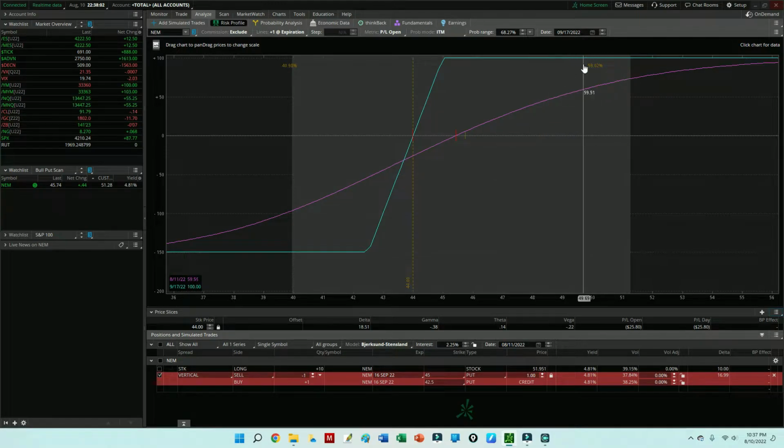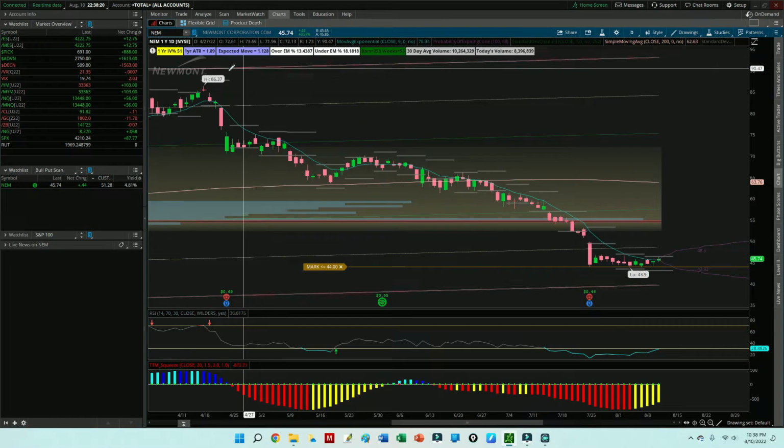Realistically, if we were looking at a probability of 50% of profit, which is even more than I'm hoping to get, 25% of profit, we probably have about a 70 to 80% chance. That's just a rough guess. I'd have to do some more math to figure it out, but I just wanted to put this up there for you guys to see my thought process surrounding Newmont Corporation, NEM.